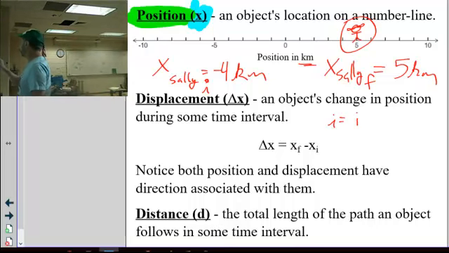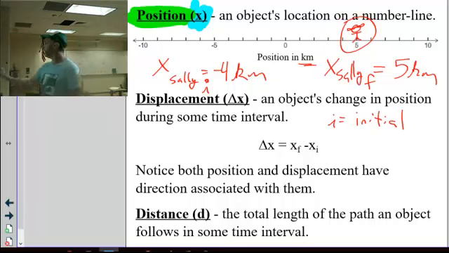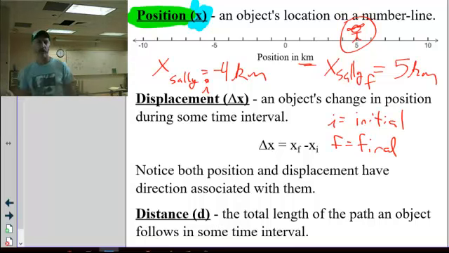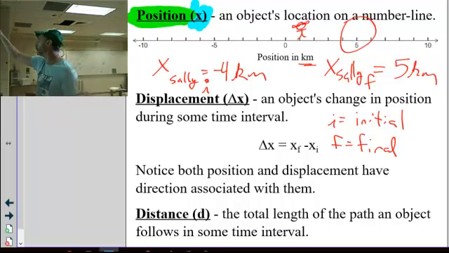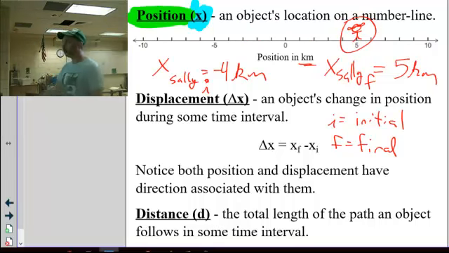The i in this class will always mean initial. That's where you're at the beginning of your time interval. And f, lowercase f, will usually mean final, and that means where you're at the end of your time interval. So in this instance, Sally started over here at -4, initial position of -4, and then she walks over to here to a position of 5. Cool?